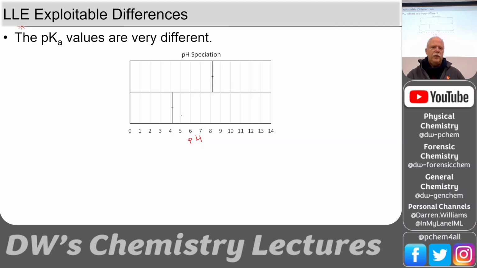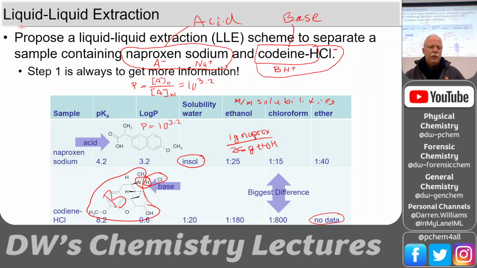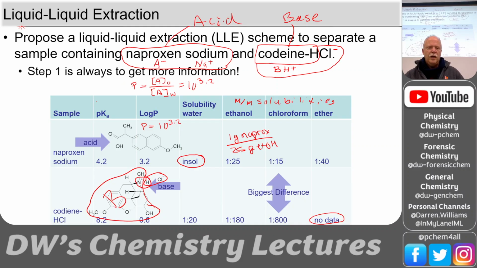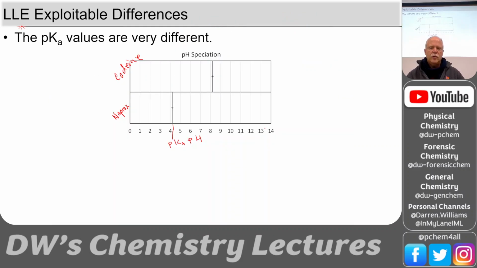And so what we do is we pick the pKa's. So this is the pKa for one substance. Let's go back and look to make sure. The pKa for naproxen sodium. And so this is going to be naproxen. This is the codeine. And the pKa for codeine is 8.2.